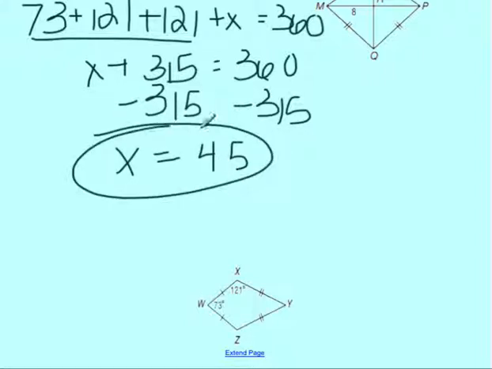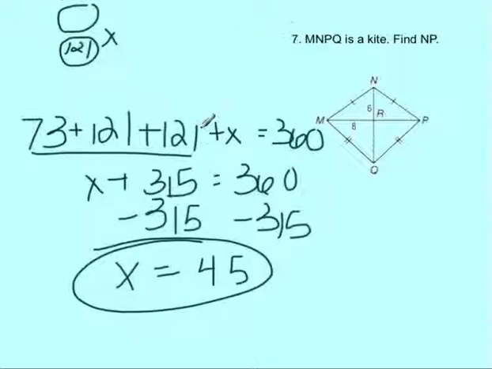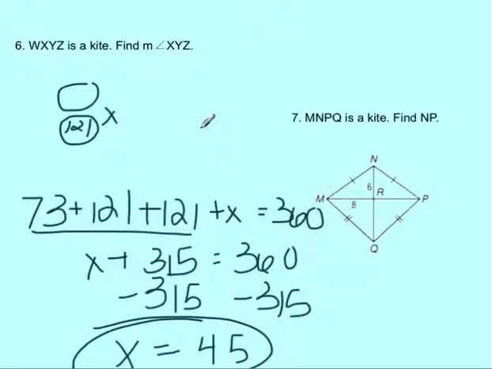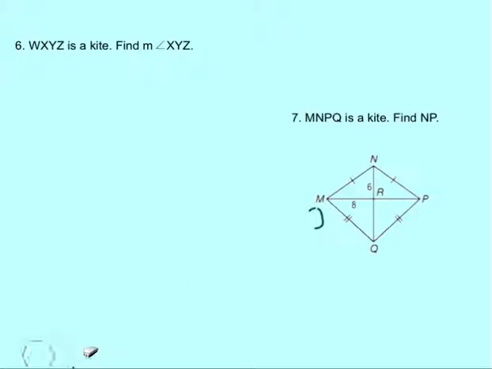Okay, so this is your final answer for number 6. Let's take a look at the work on number 7. For number 7, we know that it's a kite, so we know that the diagonals are perpendicular. It wants us to find the length of NP. Well, NP is congruent to NM. Conveniently, NM is pretty easy to find.